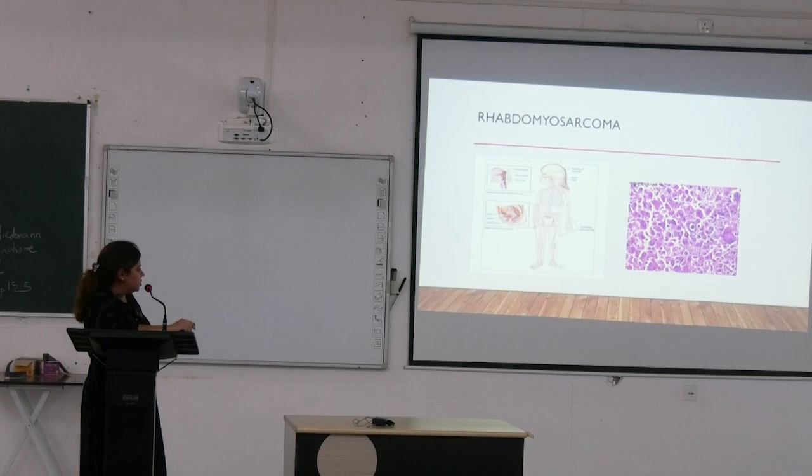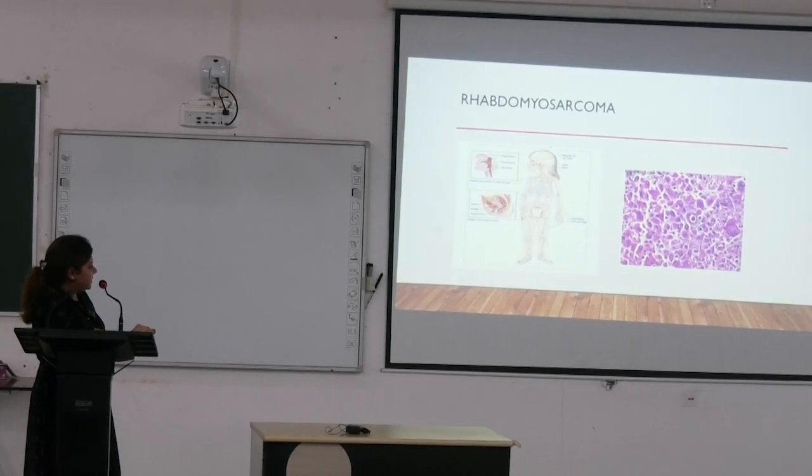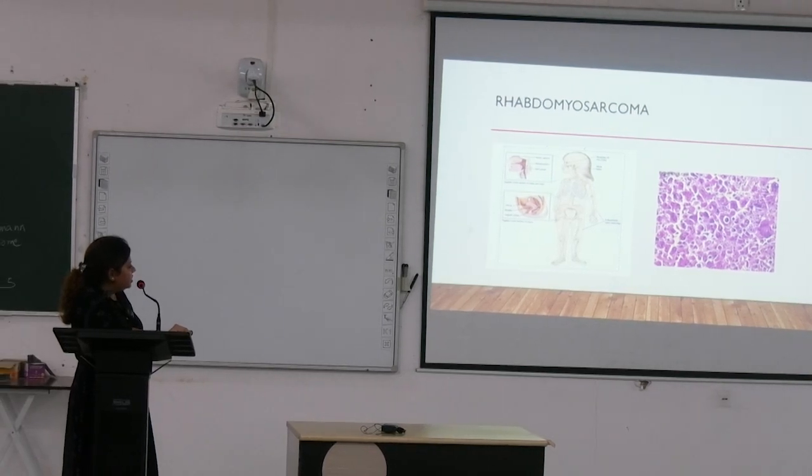Rhabdomyosarcoma, the common locations are the head and neck, paranasal sinuses. Apart from that, the gonadal region, uterus, ovaries, this area is common for rhabdomyosarcoma. Apart from that, these soft tissues are also common for rhabdomyosarcoma. These are the common locations.